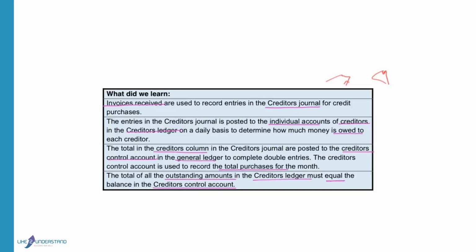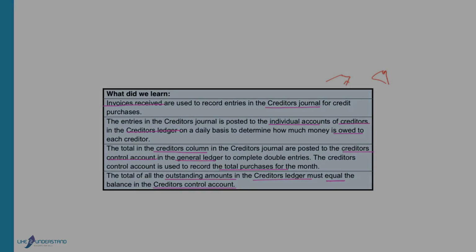We will record the total of the creditors control column in the cash payments journal, in the creditors journal, in the creditors allowances journal, and in the general journal to our creditors control account. Therefore, the creditors control account is a summary of all the entries that were entered in the subsidiary journals. The individual entries in the subsidiary journals will be recorded in the individual accounts of the creditors in the creditors ledger.